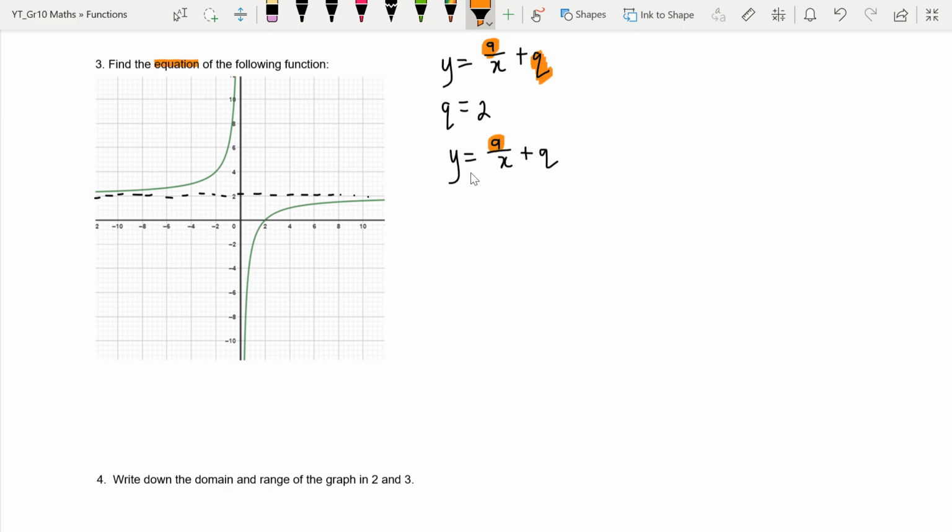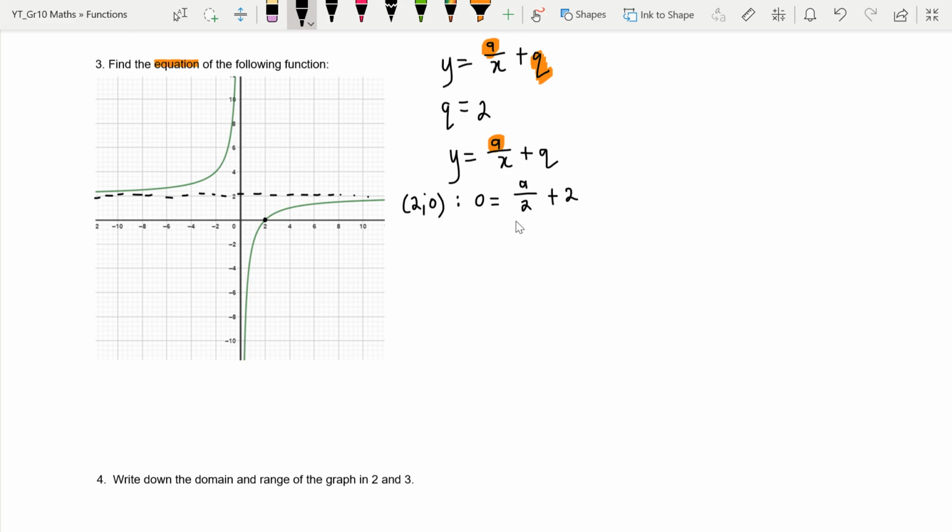And now we can calculate that a by just plugging in a point that is on the graph. So it must be one that we can read off there clearly. So what about that one over there? That point where x is 2 and y is 0. Let's go plug that in there. And that would give us our missing parameter a. My y is 0, my x is 2, and my q is 2.